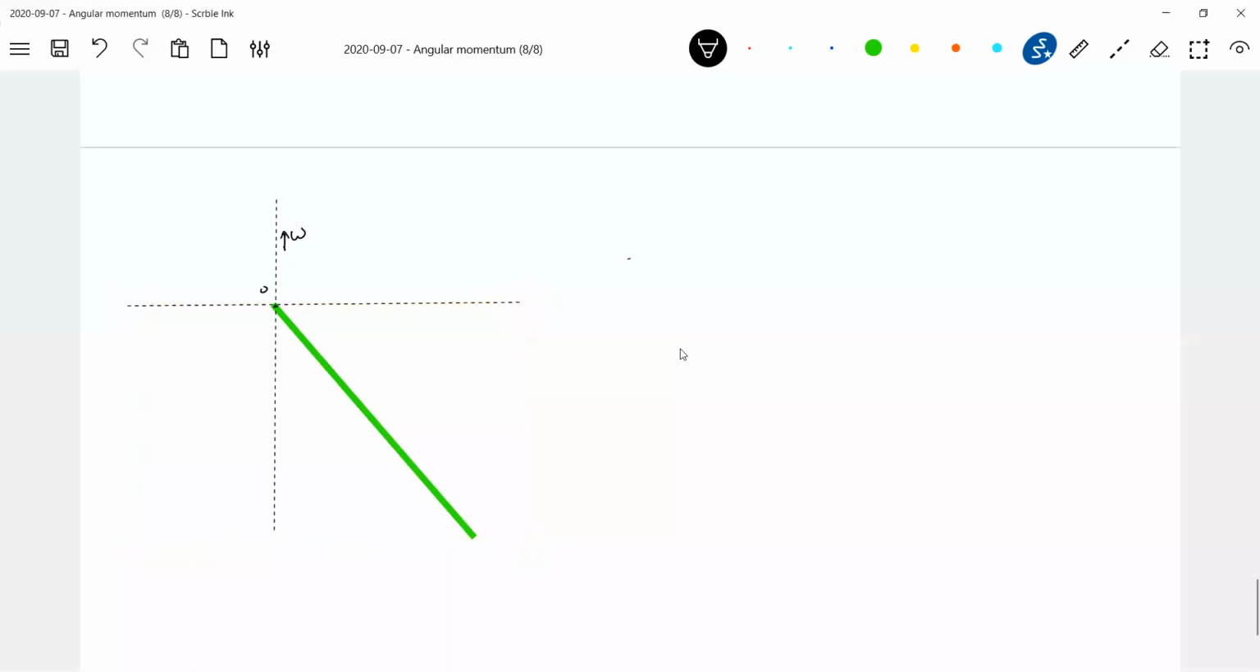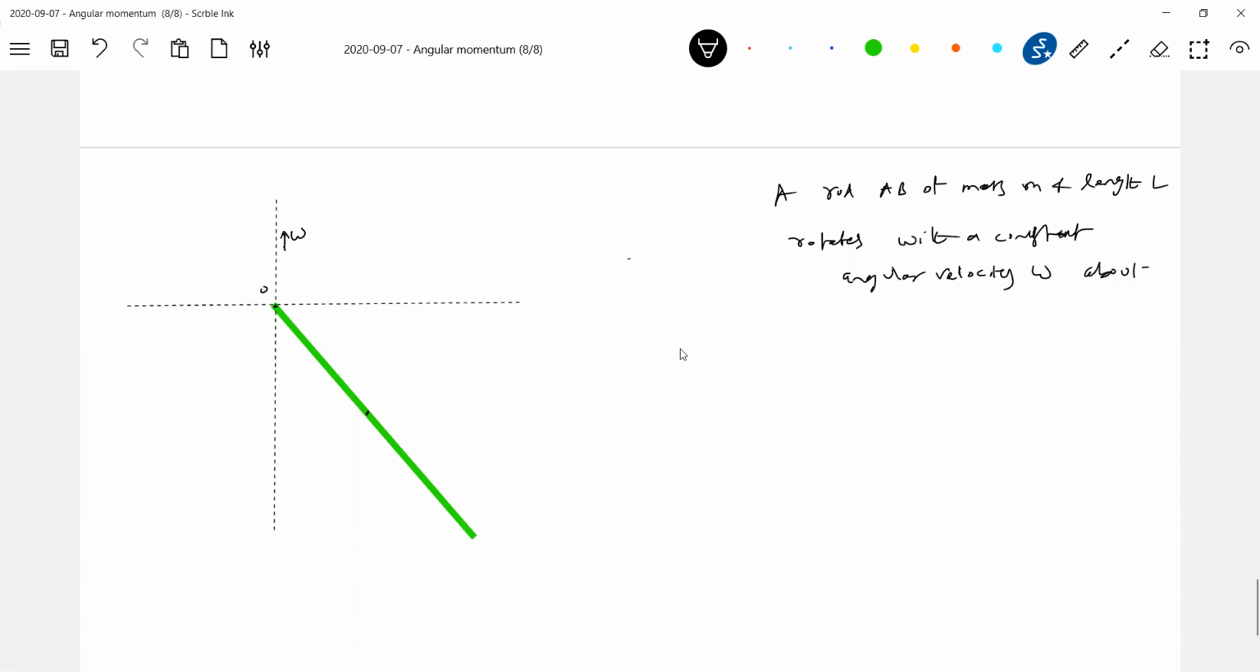I'm spinning it like this. There's a rod of mass m and length L. A rod AB of mass m and length L rotates with a constant angular velocity omega about the vertical axis passing through one end, as shown.